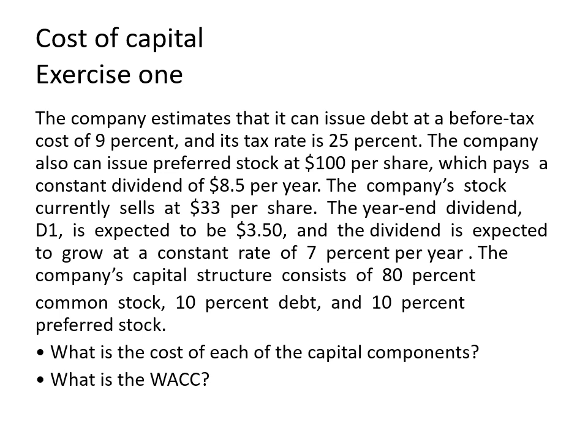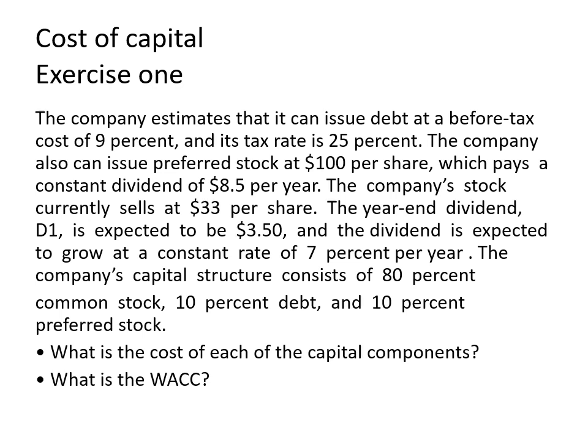The company also can issue preferred stock at $100 per share, which pays a constant dividend of $8.5 per year. This means that the company has preferred stock with a price per share of $100 and a dividend per year of $8.5.